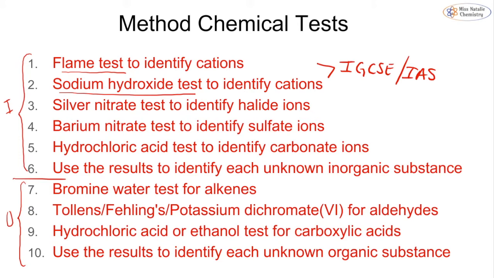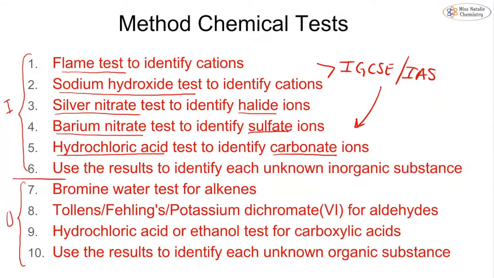We can then identify our anions. So typically we're looking at halides, which can be the silver nitrate test, barium nitrate test for sulfates, or hydrochloric acid to test for carbonates. And again, all of this has been covered at IGCSE and at A level.